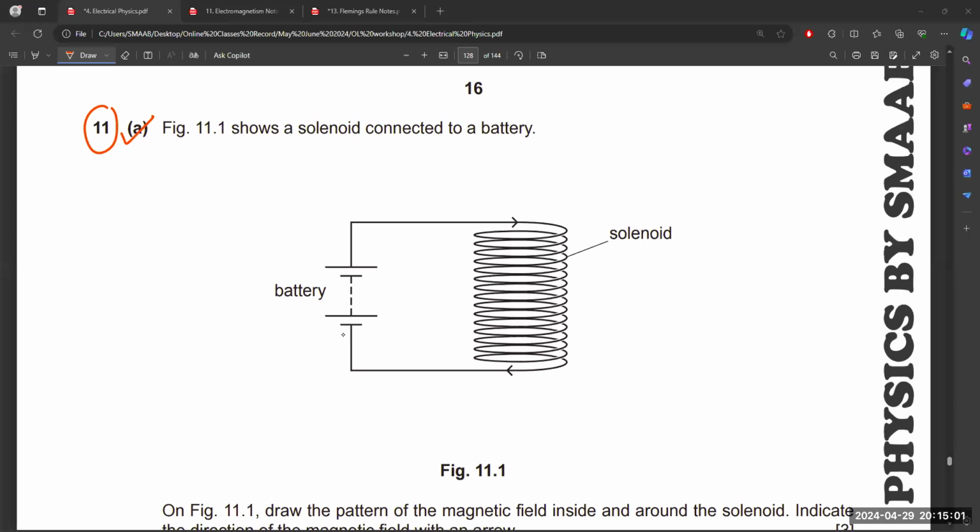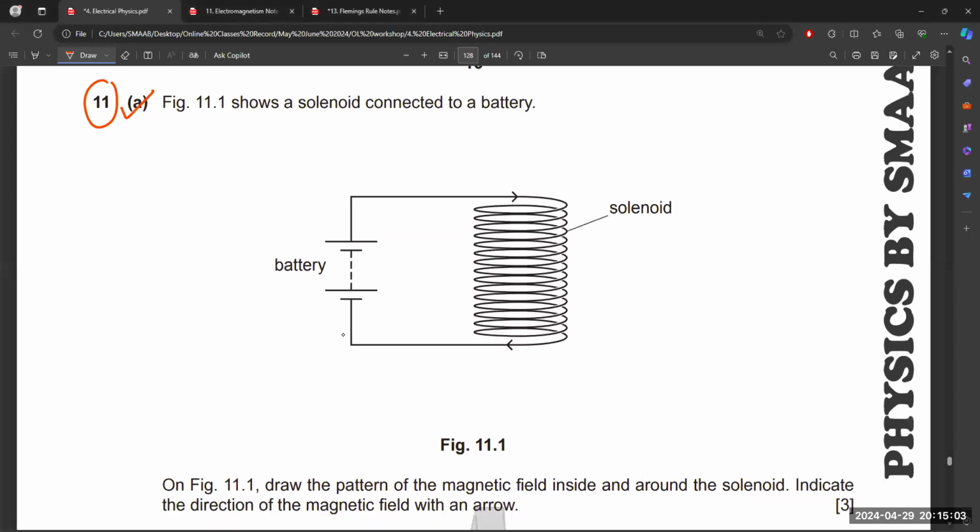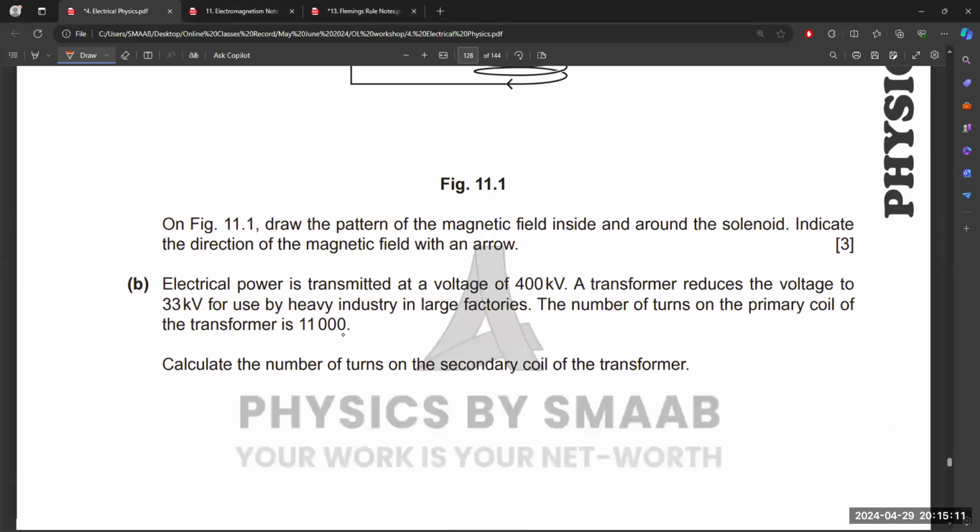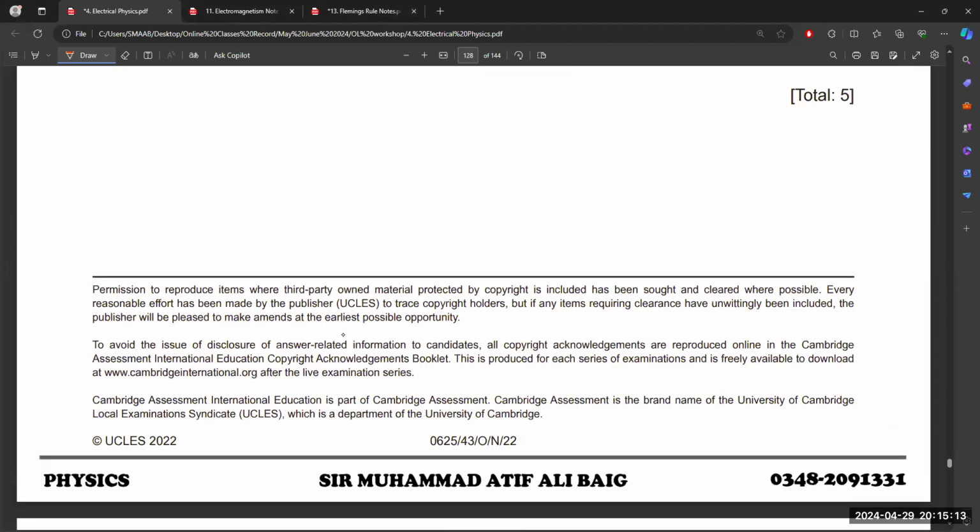So in this question, there is a solenoid. Which paper is this, and what's the code? Is it year 2023? This is from October, November 2022. Okay, maybe I have it. Yes, I'll check. 2023, is it paper 4? Paper 4, variant 3, yes.